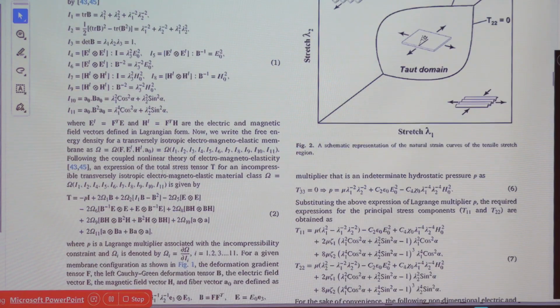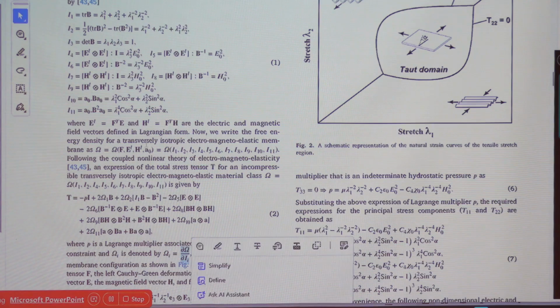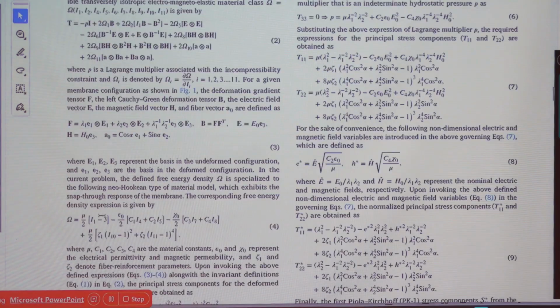Now we have already seen that this is the total stress tensor T, minus P, where P is a Lagrange multiplier, the hydrostatic pressure that we are considering. Then there are different terms, Psi1, Psi2, which are strain energy parts. How can you obtain Psi1? If you have the total strain energy, which can come from different hyperelastic models, and differentiate with respect to I1, you will get Psi1. If you differentiate with respect to the second invariant, you will get Psi2.